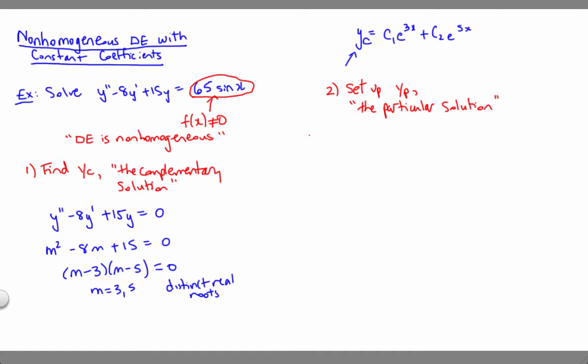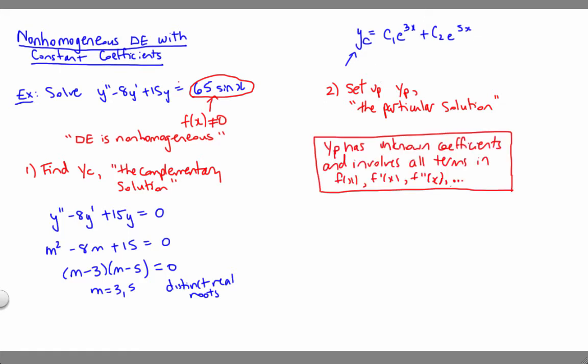In step 2, we're going to set up yp. In words, we would call that the particular solution. And let's have a look at how we do that. The particular solution yp has unknown coefficients and involves all terms in f of x, f prime of x, f double prime of x, and all the other derivatives. So let's try to work through this.